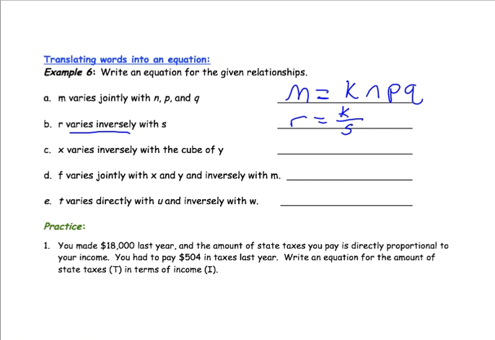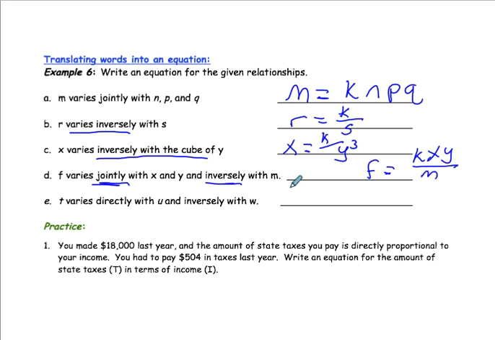X varies inversely with the cube of y, so x is equal to some constant divided by y cubed. Next one, f varies jointly with x and y and inversely with m. So we're combining joint and inverse in the same model. So we're going to have f is equal to k, and then in the numerator, x, y, and in the denominator, m, because that's the inverse part.